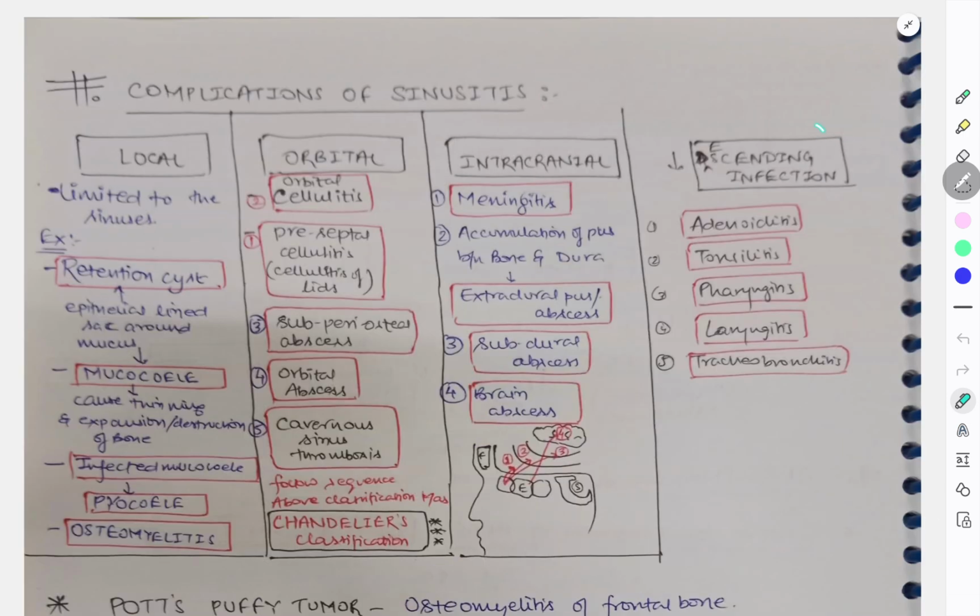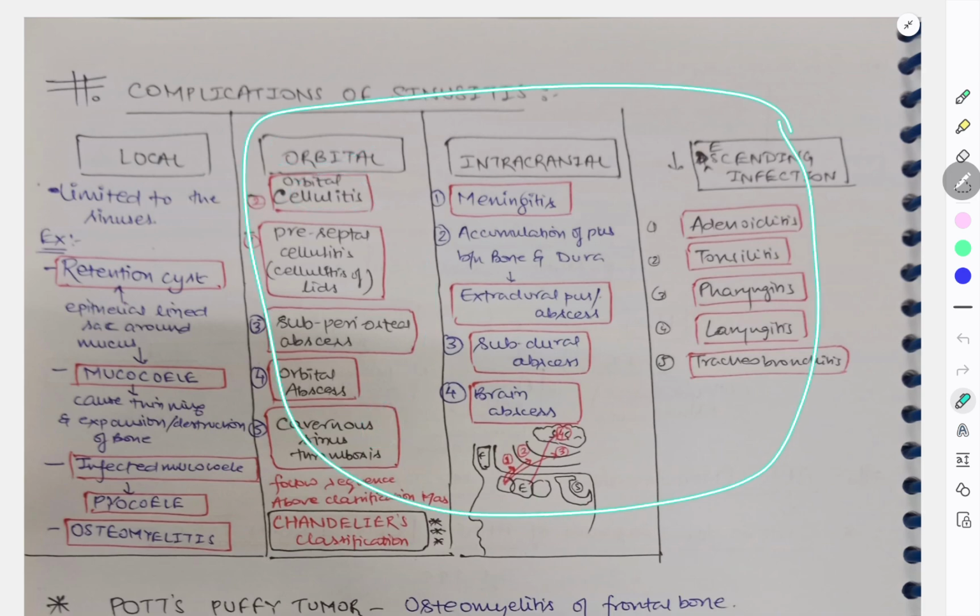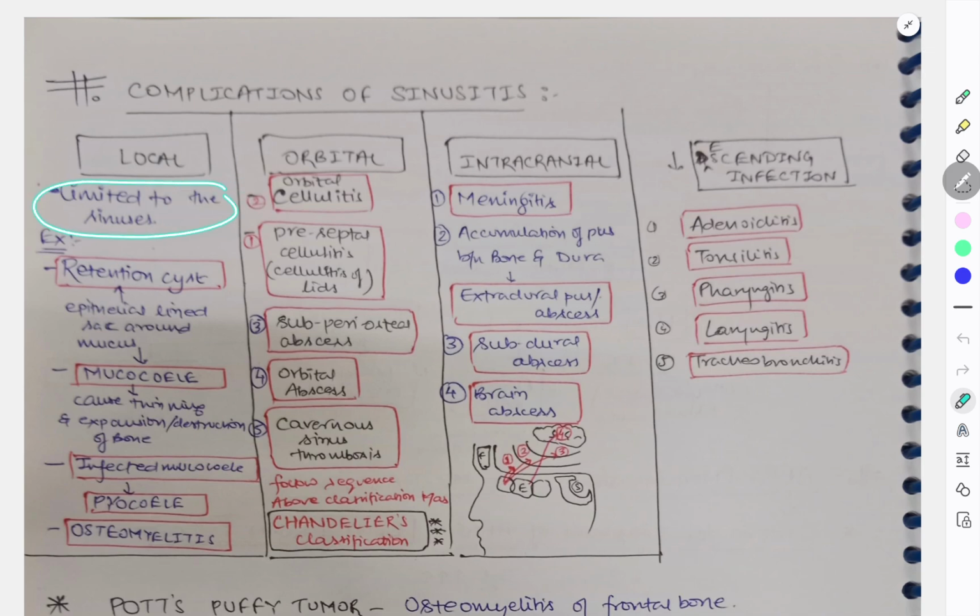So till now we have seen the descending infections, intracranial complications and orbital complications. In intracranial we have seen cavernous sinus thrombosis and brain abscess. In orbital, we have seen orbital cellulitis versus cavernous sinus thrombosis also. Okay, so till now we have seen these three things. Now we have to see the local complications. Local complications mean this is limited to sinuses only.